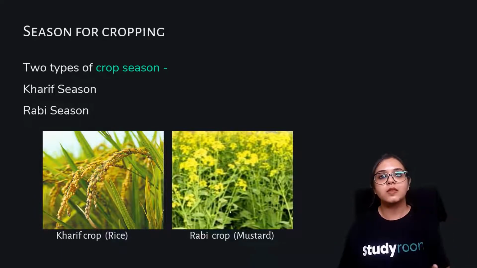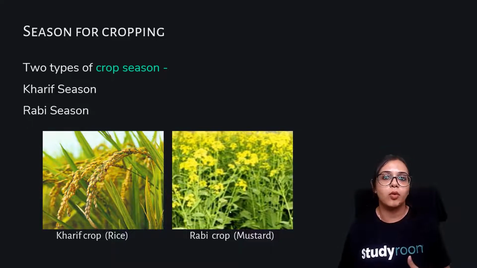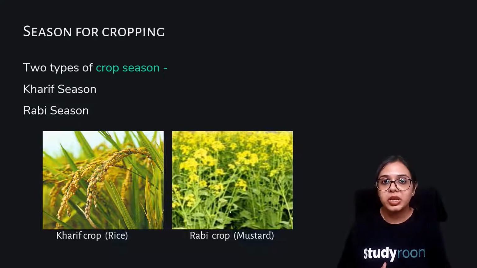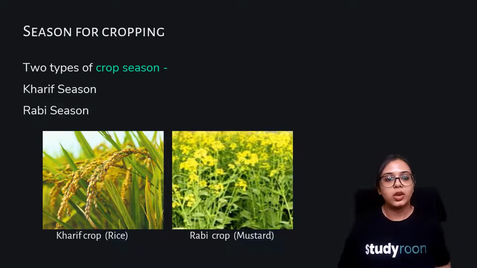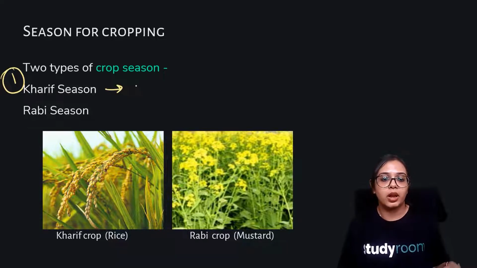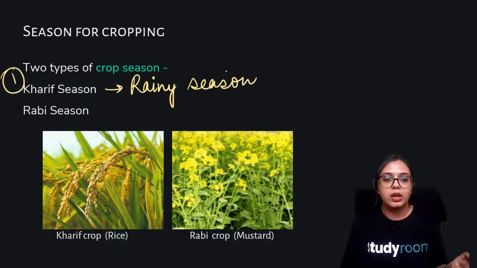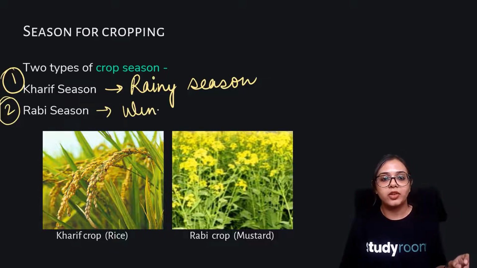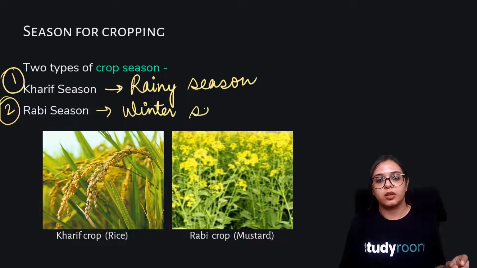There are two seasons of cropping. It means there are two seasons in which farmers are very extensively involved in sowing, in nurturing, and in reaping and harvesting. We have the Kharif season, those crops that are sowed and then harvested mainly in the rainy season. We'll be learning all about it, don't worry. And then we have the Rabi season, the crops that we sow and reap later in the winter season.